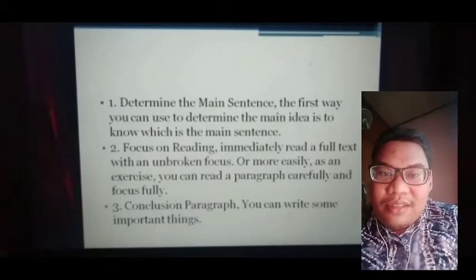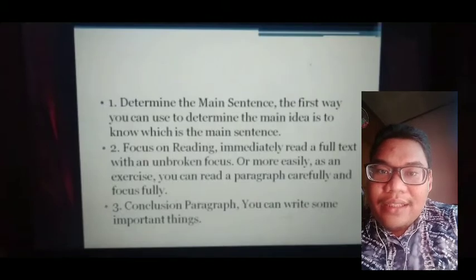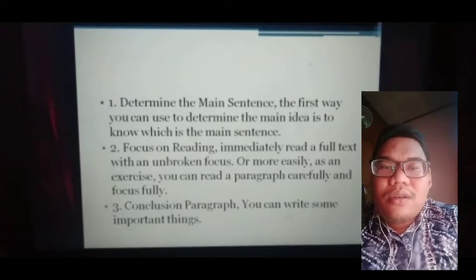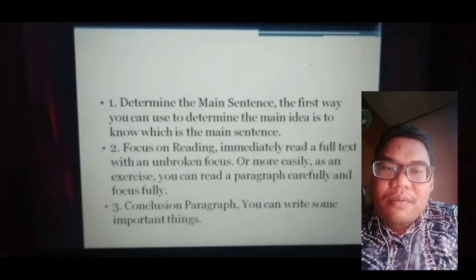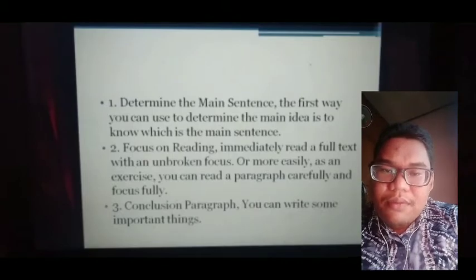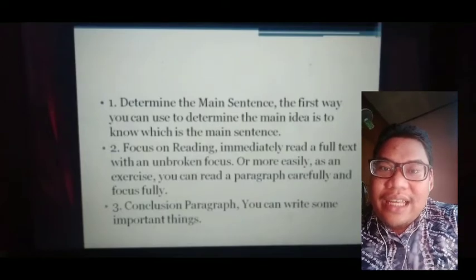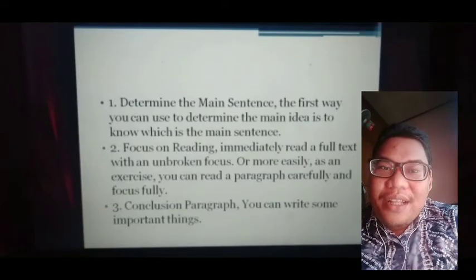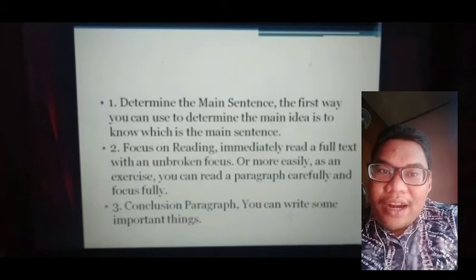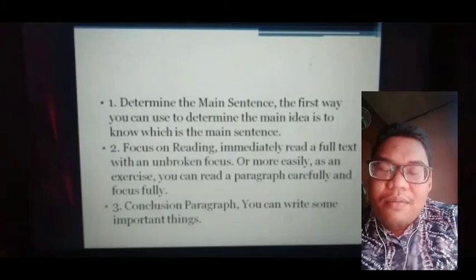Okay. Second is focus on reading. Immediately read a full text with an unbroken focus. Focus on the full text, all of the text. Or more easily, as an exercise, you can read a paragraph carefully and with focus.